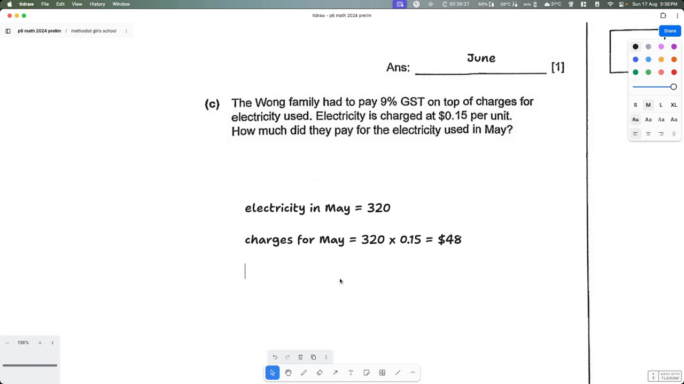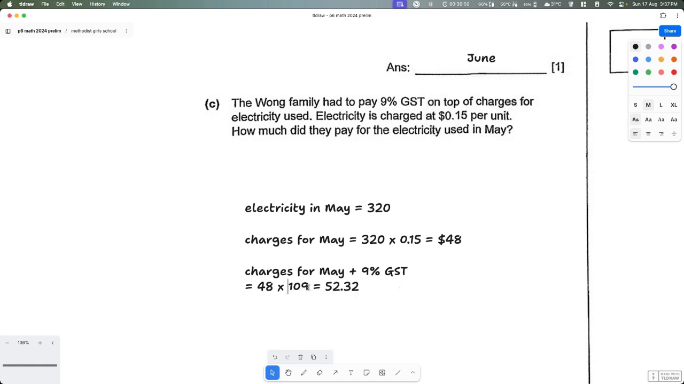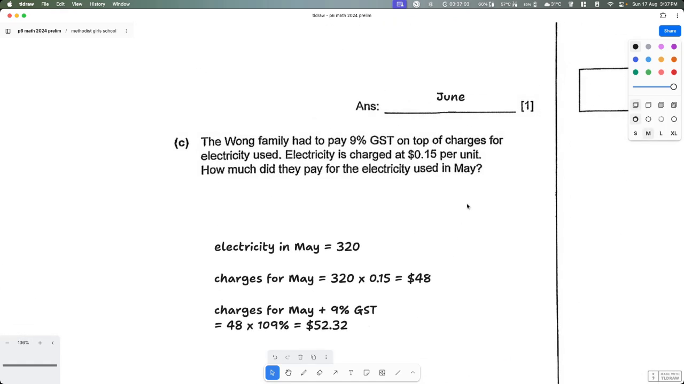So charges for May plus 9% GST, not 99% GST, is equal to 48 times 109%, which is $52.32. Okay, this is percent, this is dollars. So it's $52.32. Okay, there you go. All right. Let's move on to the next question.